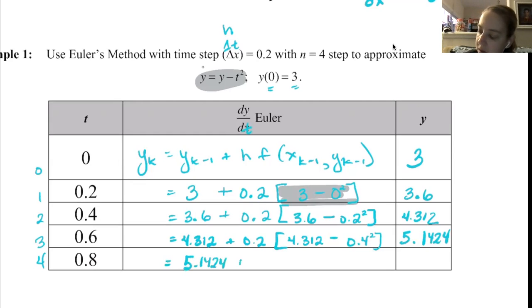5.1424 plus 0.2, 5.1424 minus 0.6 squared. Okay, so I'm just going to my calculator now, and I get 6.09.